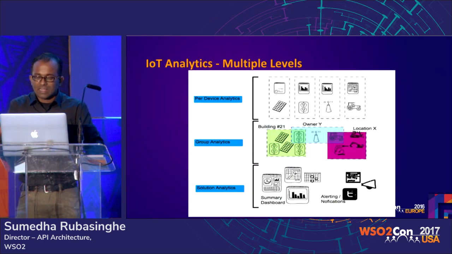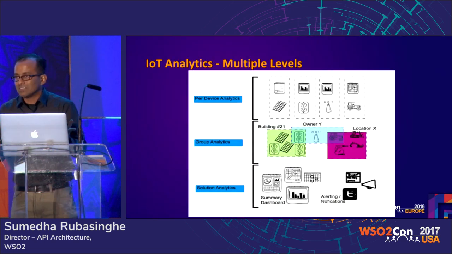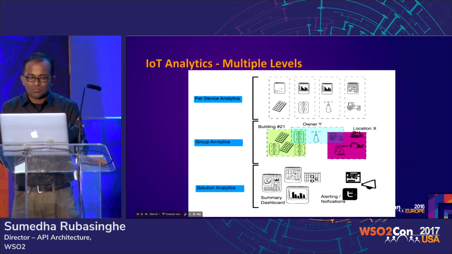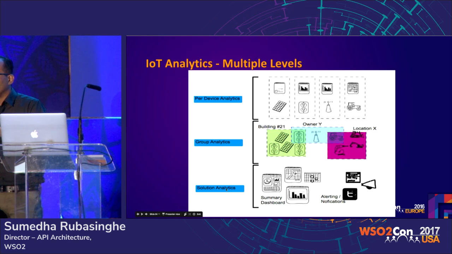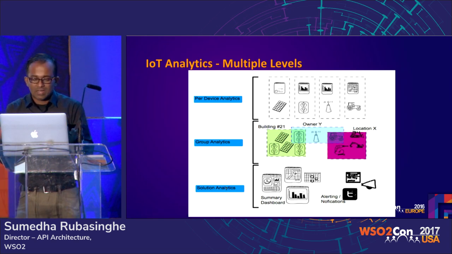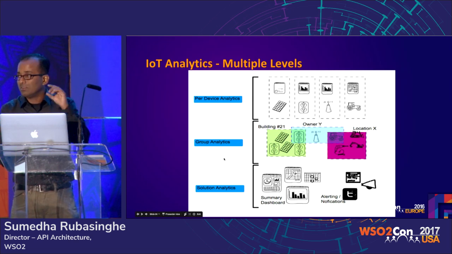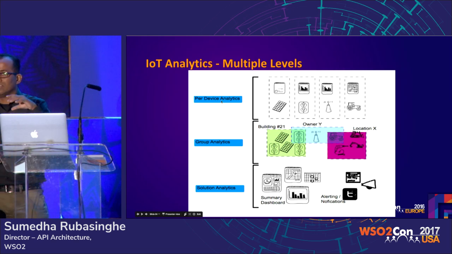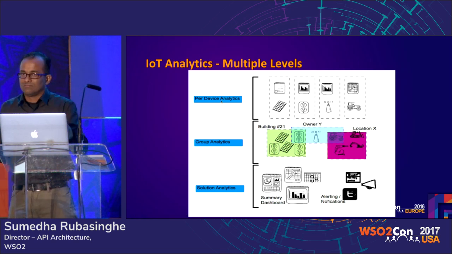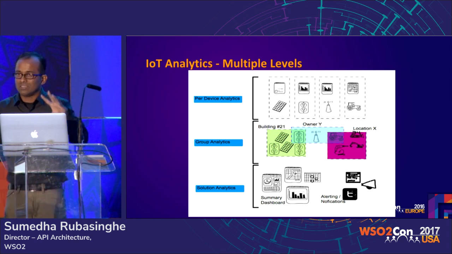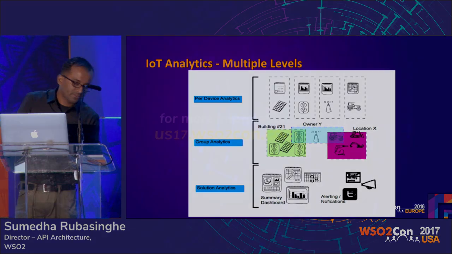And even in analytics, there are multiple levels to make it meaningful, right? Typically you are interested in the solution. This is the experience that you are going to give somebody. But beyond that experience, it could be that you are allowing a certain building to be monitored, but you want to give a breakdown, a particular floor. Within a floor, the air conditioners or the lights, whatever, right? So IoT analytics have to be approached in a multi-layered architecture.